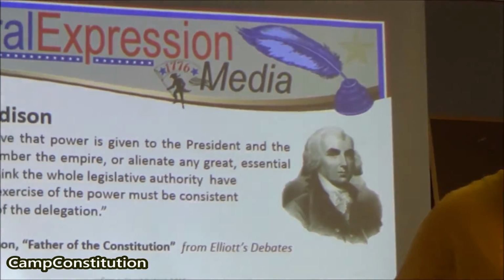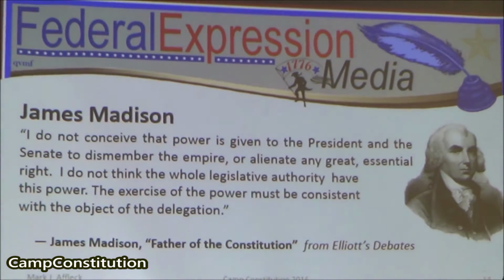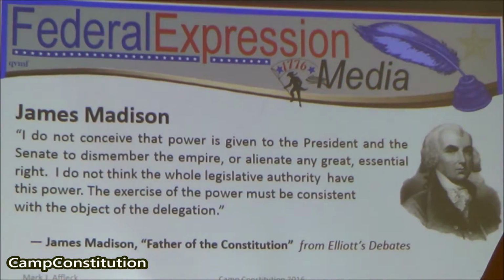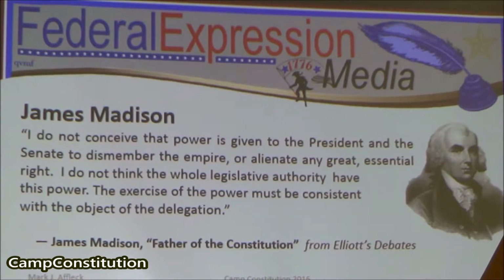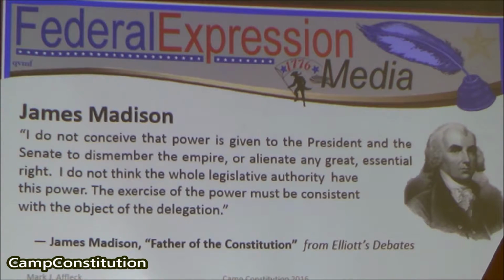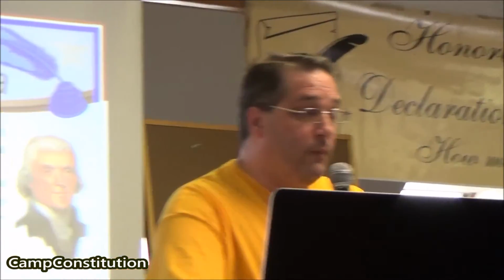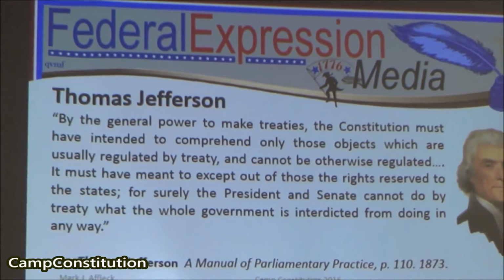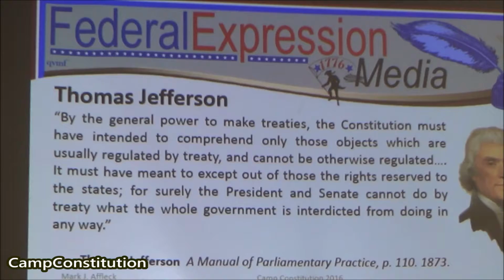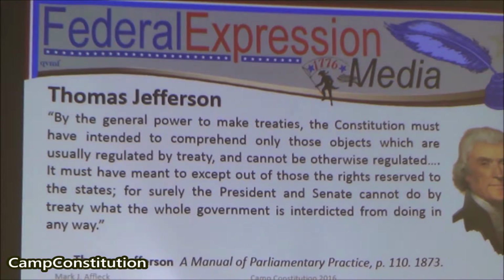James Madison. Here's what James Madison has to say about it. He says, "I do not conceive that power is given to the President and the Senate to dismember the empire or alienate any great essential right. I do not think the whole legislative authority have this power. The exercise of the power must be consistent with the object of the delegation." We're going to move on to Thomas Jefferson. All right. Thomas Jefferson says that by the general power to make treaties, the Constitution must have intended to comprehend only those objects which are usually regulated by treaty and cannot be otherwise regulated.